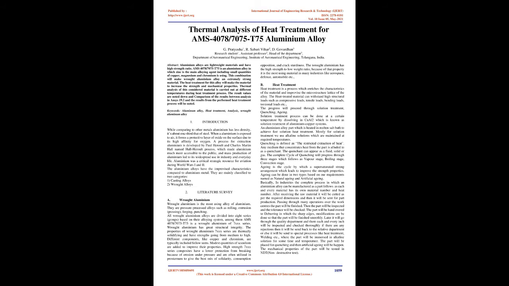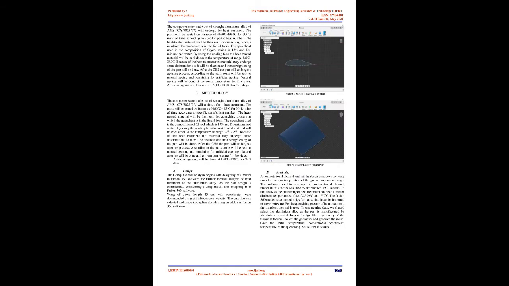Other components, like copper and chromium, are typically included in small amounts. Modest quantities of scandium are added to improve their properties. High-strength 7XXX series alloys have lower resistance to cracking because of stress corrosion, and are often used in aircraft structures to give the best mix of strength, corrosion resistance, and fracture toughness. Wrought aluminium has a high strength to low weight ratio, so it is the most used material in many industries like aerospace, defense, and automobile.